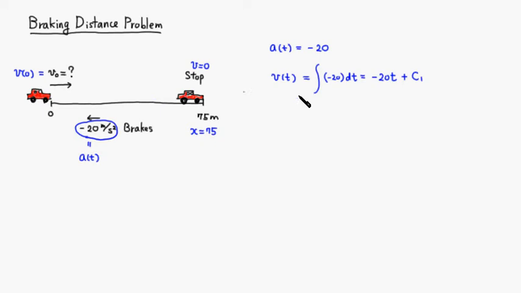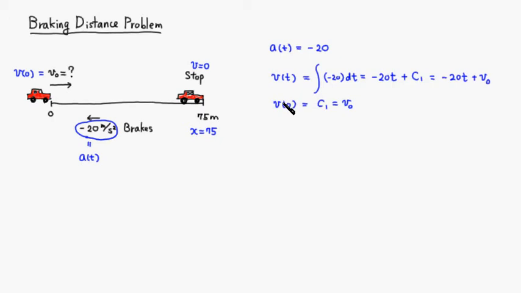But we have initial conditions. v of 0, if you plug in 0 for t, is just c1. And this is the same thing as the initial velocity v0, which we are trying to find. So we have the complete formula, which is negative 20t plus the velocity v0.